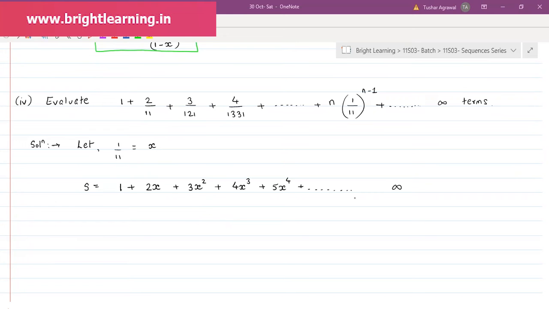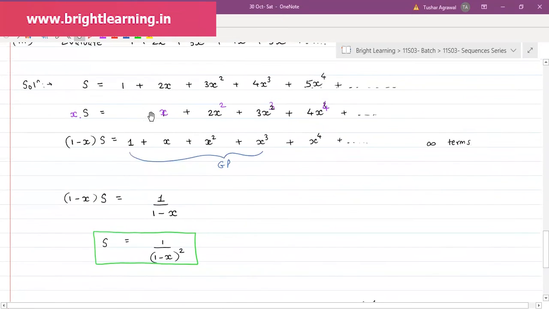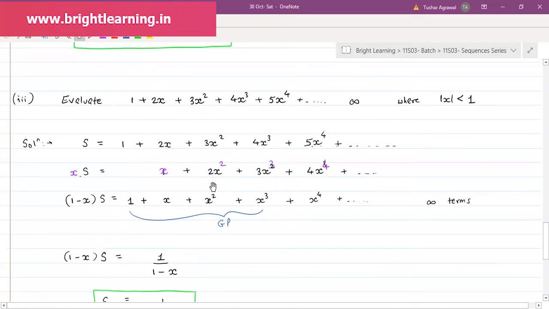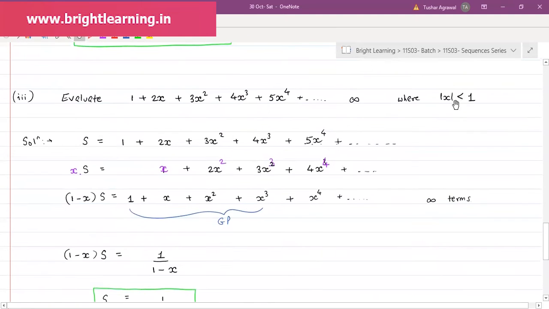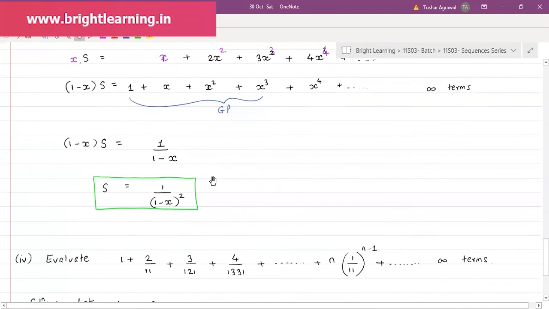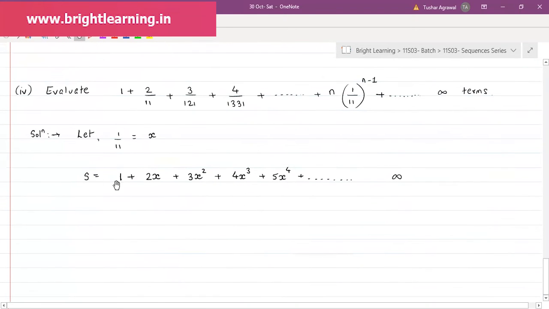So this question we have already done. Just look at the previous question: 1 plus 2x plus 3x square plus 4x cube plus 5x raised to 4. The previous question that we did, modulus of x is less than 1. This question has been repeated here. Can you see? So can I directly write, S infinity is equal to 1 upon 1 minus x complete square, from the previous question only.